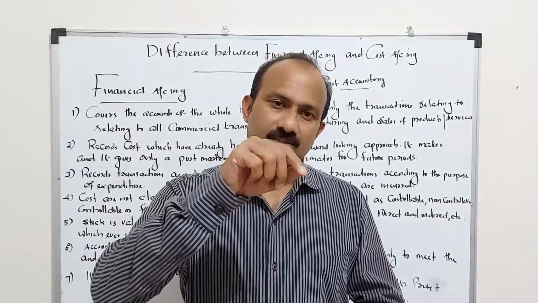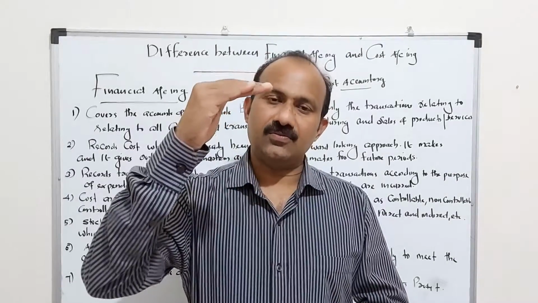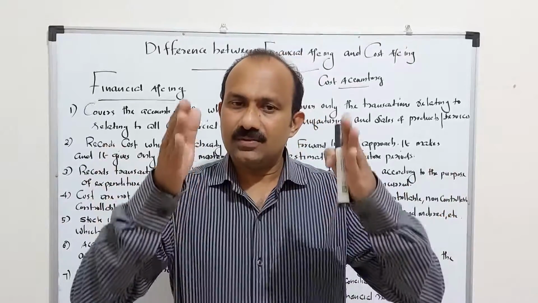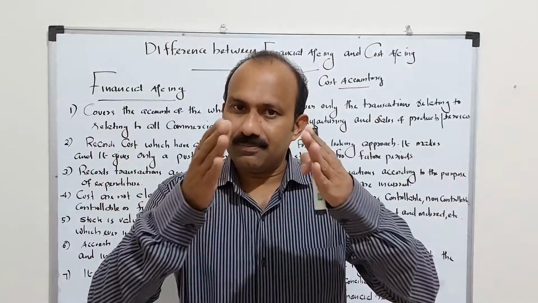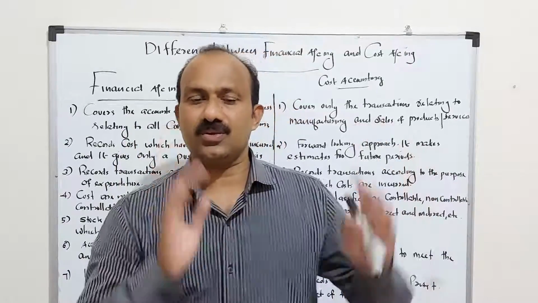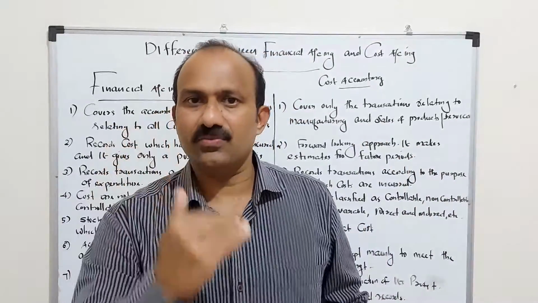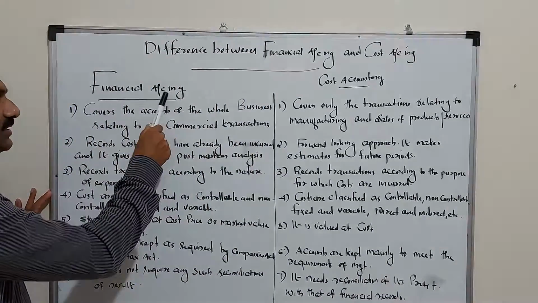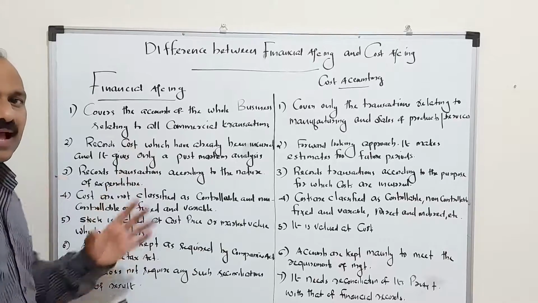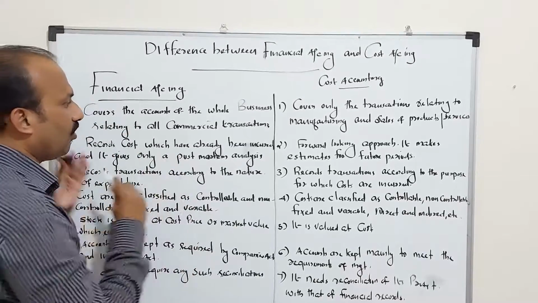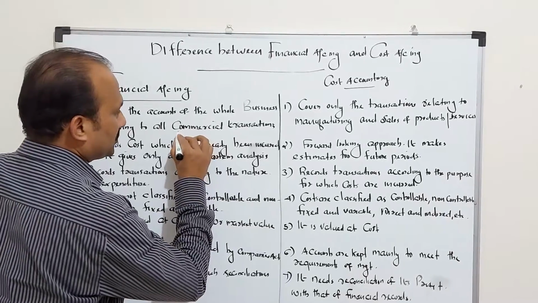Firstly, now we understand what is the exact meaning of cost accounting and what is the meaning of financial accounting. Clear now. Then we are segregating the main differences between financial accounting and cost accounting. We can discuss them one by one. Look here, financial accounting covers the accounts related with the financial matters or commercial transactions.